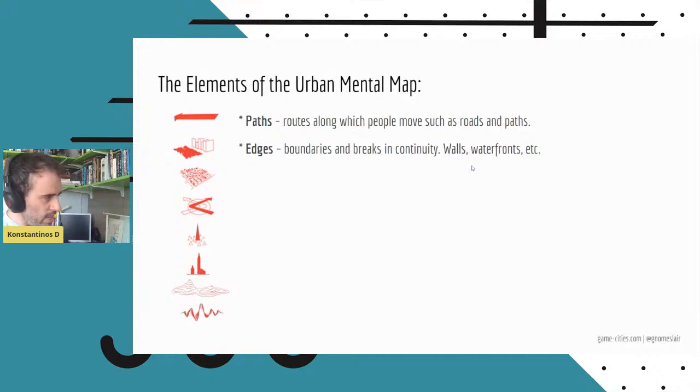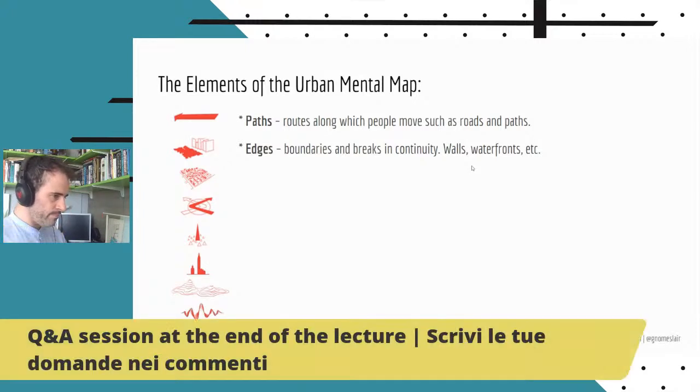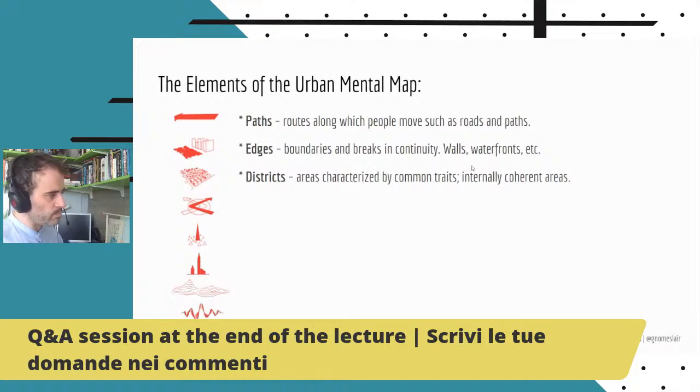And then we have edges, boundaries, and breaks in continuity. They can be walls, they can be waterfronts, or even large buildings connected to each other. And they actually can be the gulf or the forest, and they help form a boundary across our map. And then we have districts, special areas characterized by common traits, internally coherent areas. You can have the old town, the commercial town, the industrial place, the red light district, whatever. Districts that are recognizable even by architecture, by function, by anything.